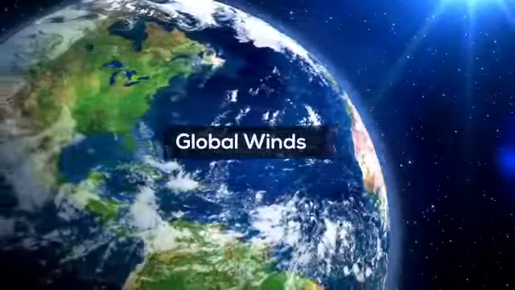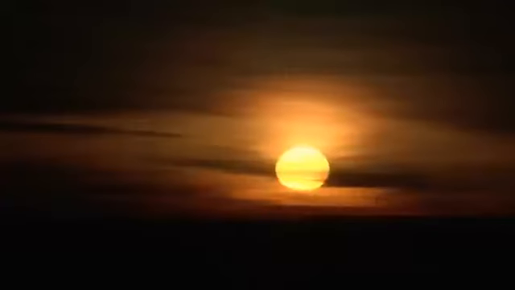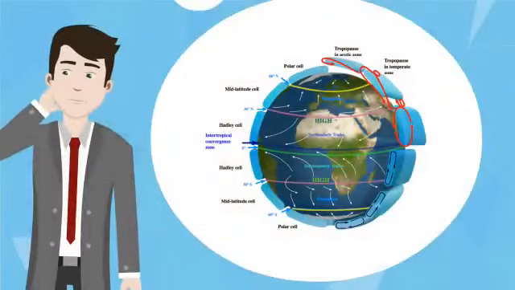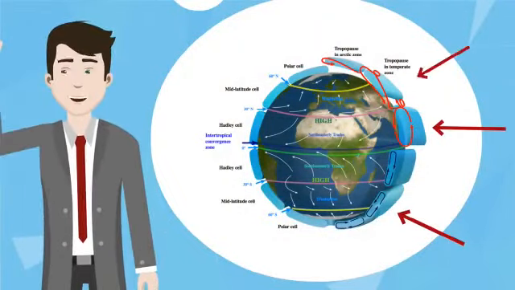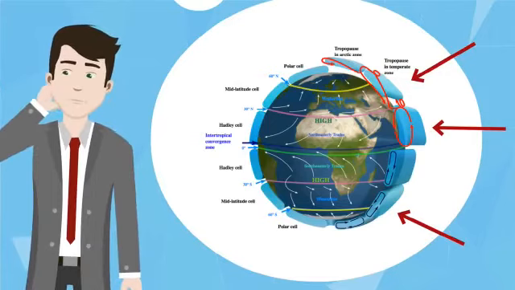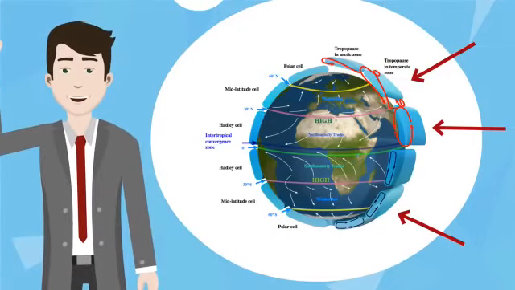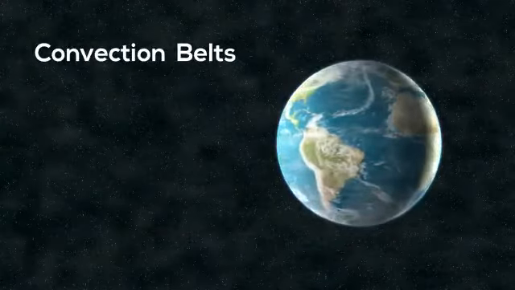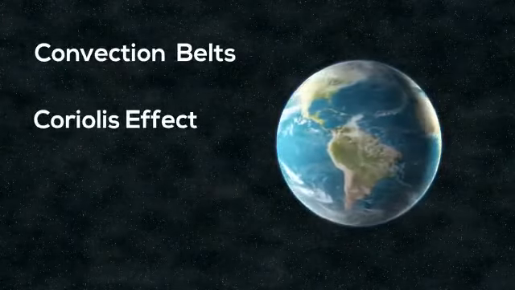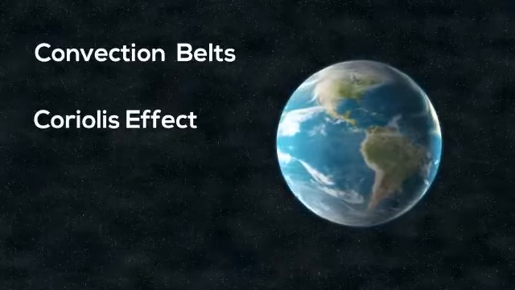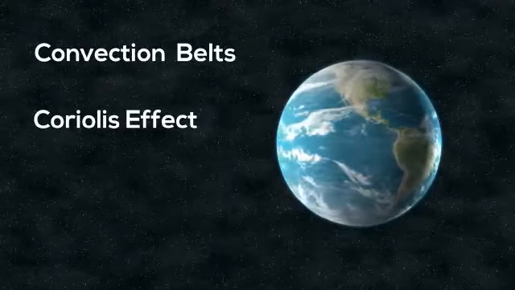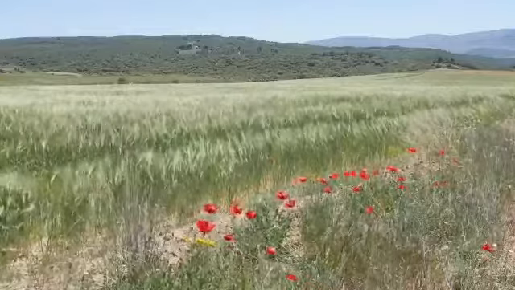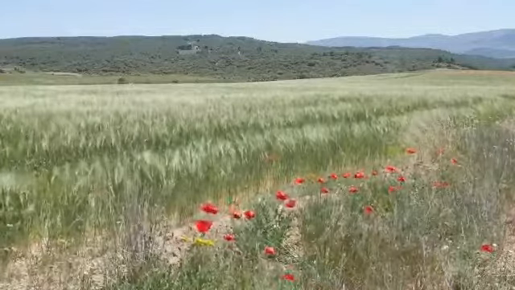The Earth is not heated evenly. This uneven heating of the Earth produces pressure belts, and these pressure belts occur at about 30 degrees of latitude. The combination of these convection belts and the Coriolis effect, which is the curving of the path of winds and the oceans due to the Earth's rotation, causes global wind patterns. In this video, I'd like to look at the major global winds.